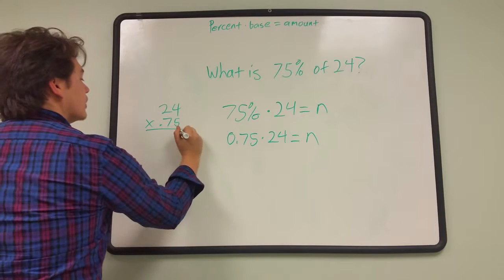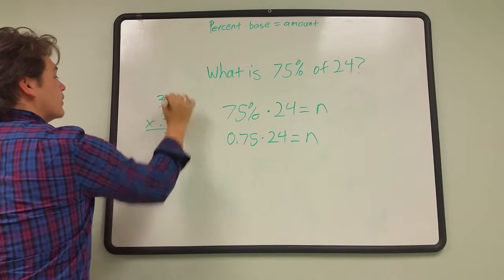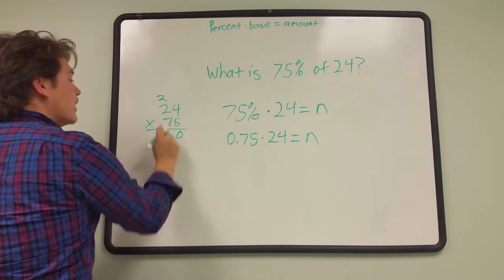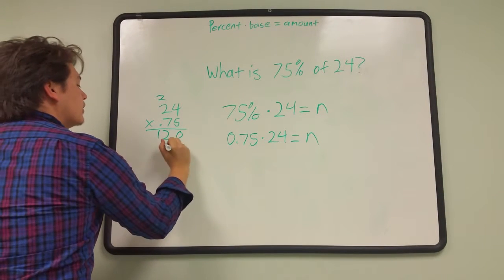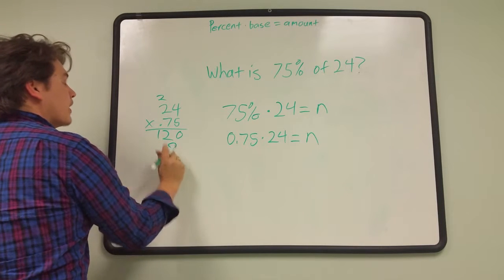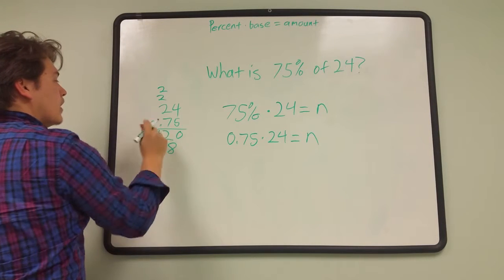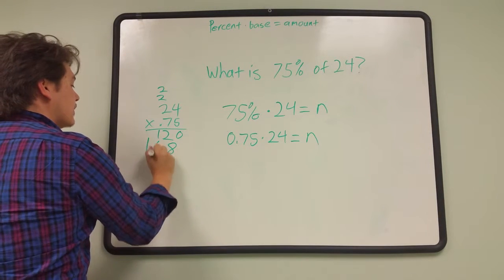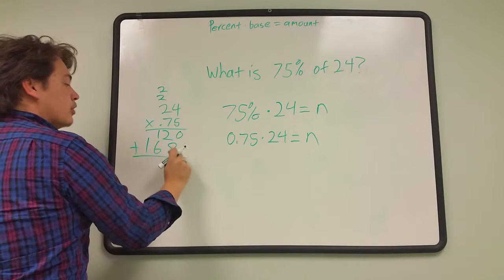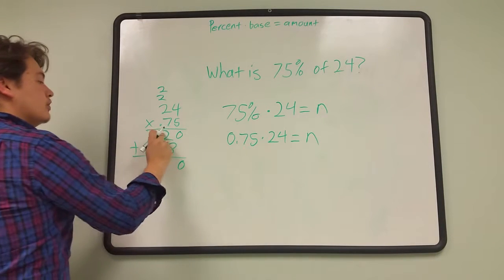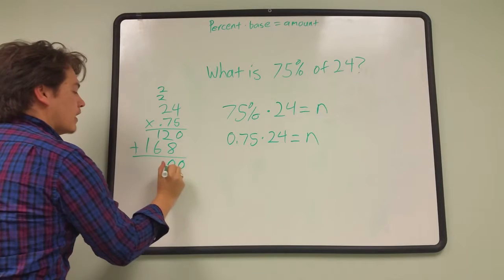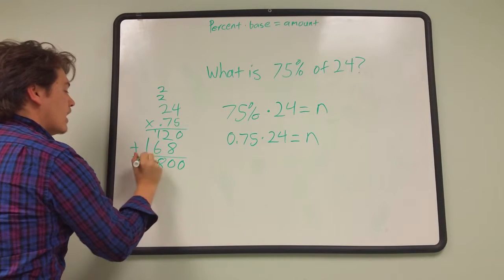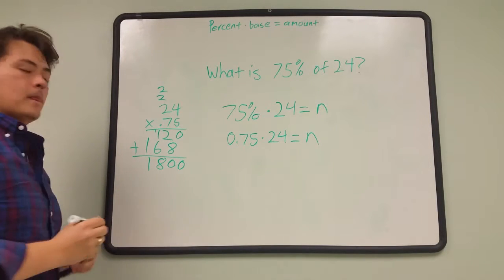5 times 4 is going to give me 20. Bring down the 0, carry the 2. 5 times 2 gives me 10, plus 2 gives me 12. 7 times 4 gives me 28. Bring down the 8, carry the 2. 7 times 2 gives me 14, plus 2 gives me 16. 0 plus nothing gives me 0. 2 plus 8 gives me 10. Bring down the 0, carry the 1. 1 plus 1 plus 6 gives me 8. And then I bring down the 1.